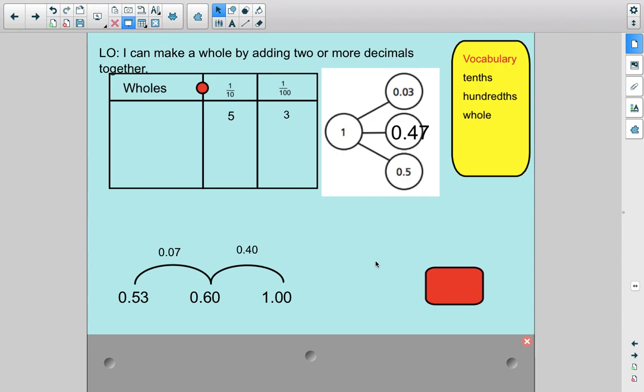And you're going to have some different calculations to solve today, some of them using part-whole methods and some of them just addition calculations involving decimals. See how you get on, and I'd like to see how you did.